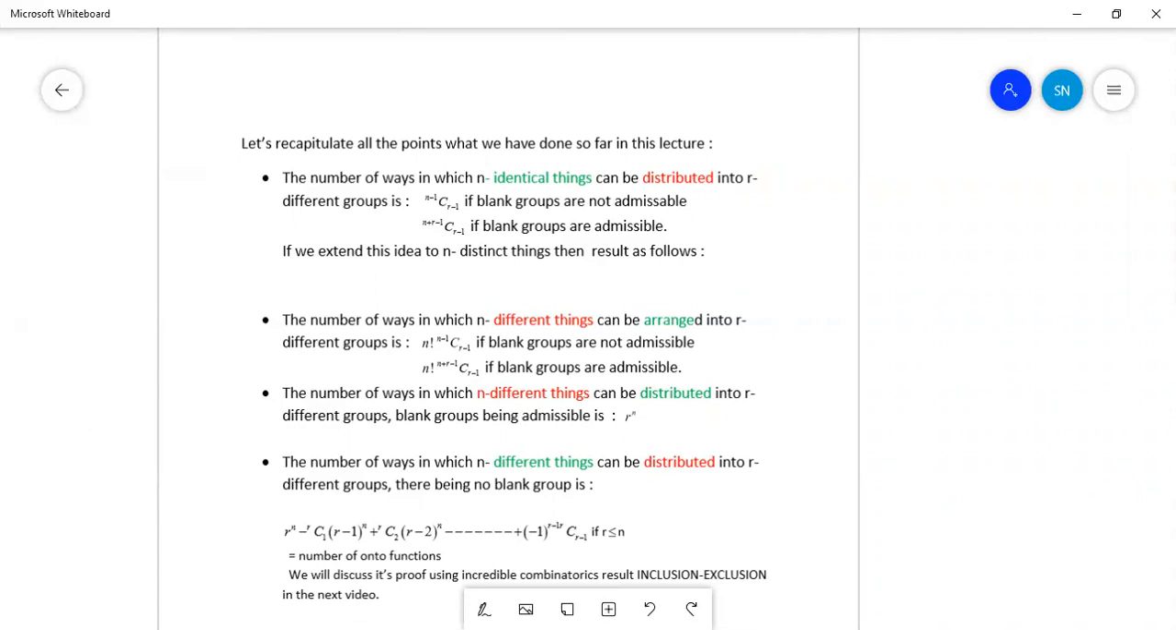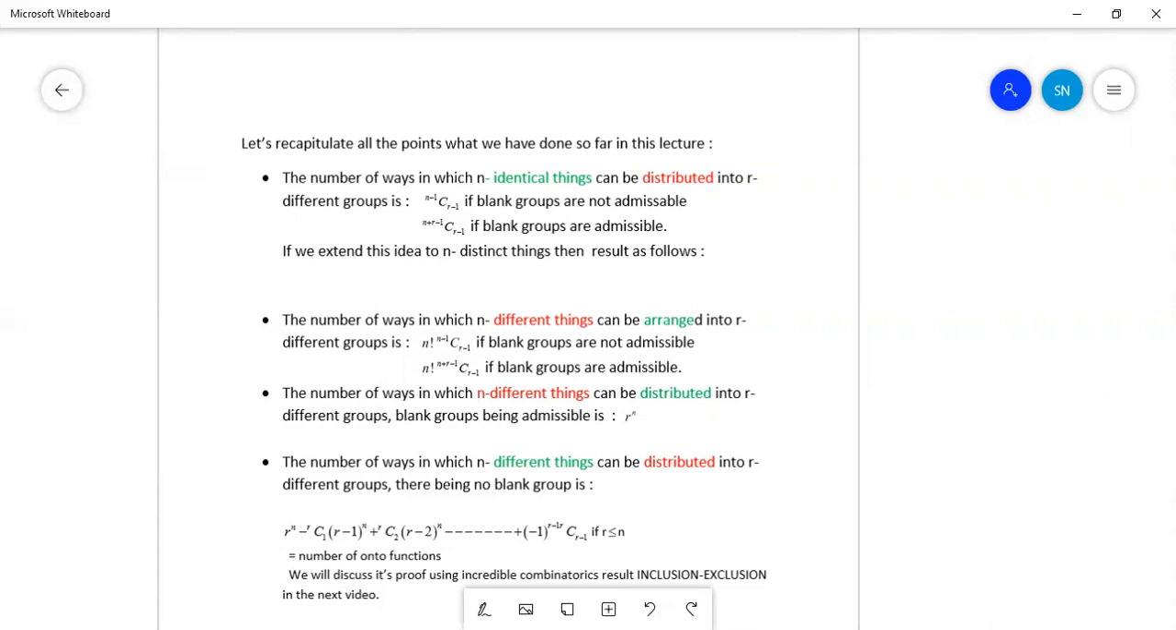That is nothing but positive integral solutions. So as a mathematical model, a positive integral solution is related to the distribution of n identical objects into r different groups, which is (n minus 1) C (r minus 1). If blank groups are admissible, then that is nothing but a non-negative integral solution. Here n identical things distributed into r different groups gives (n plus r minus 1) C (r minus 1). So these are the 2 points we have covered so far.